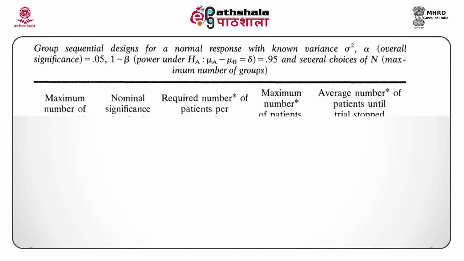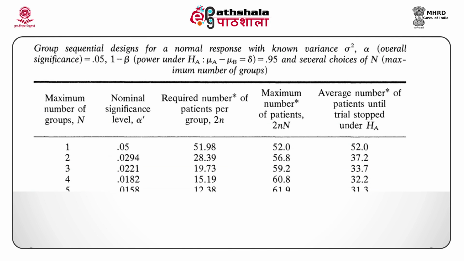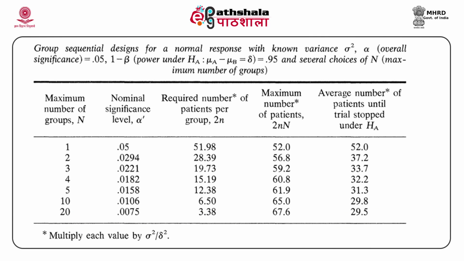In this table, we look at group sequential designs for a normal response assuming a known variance sigma square, overall significance equal to 0.05, power 1 minus beta under HA equal to 0.95, and several choices of capital N, which is the maximum number of groups.